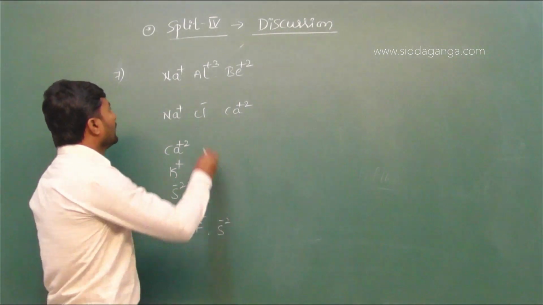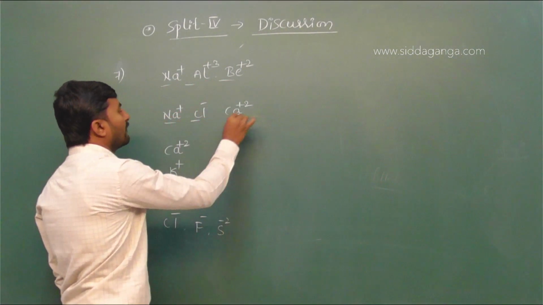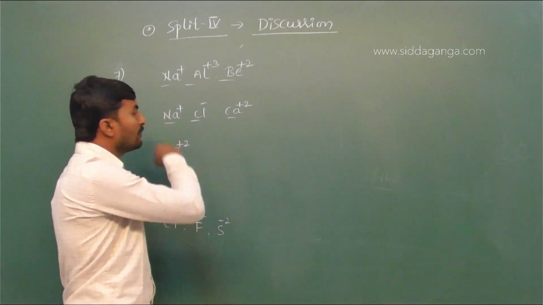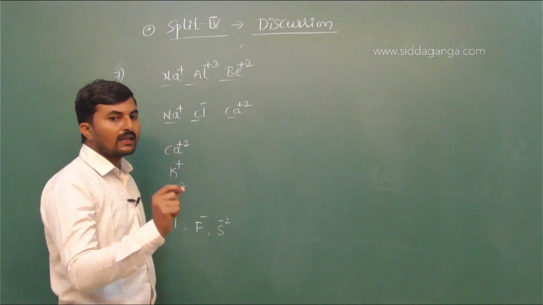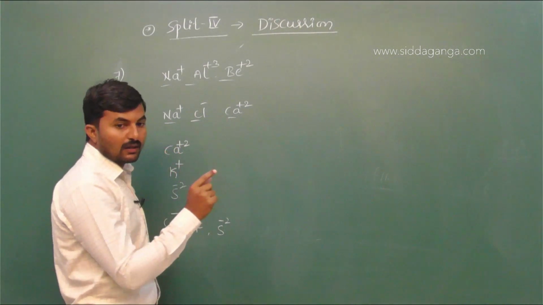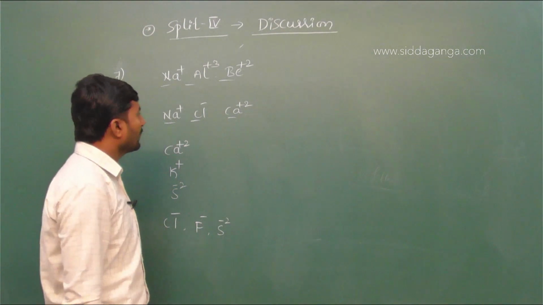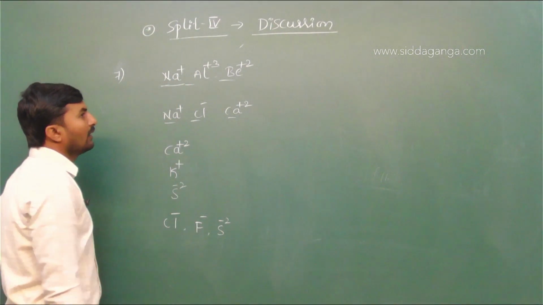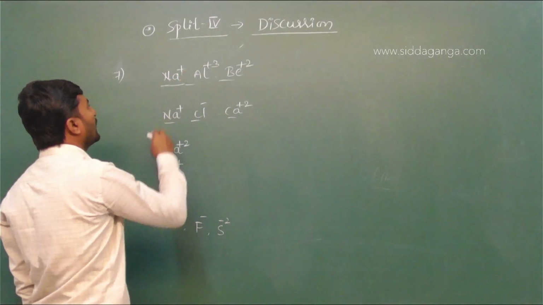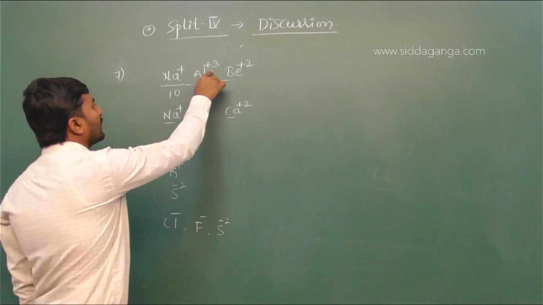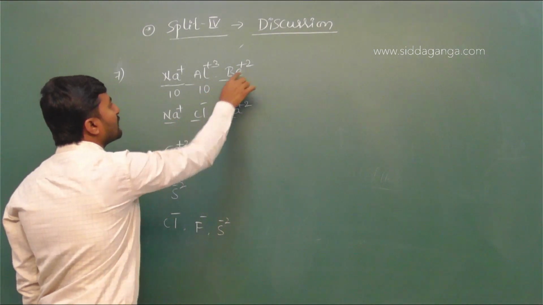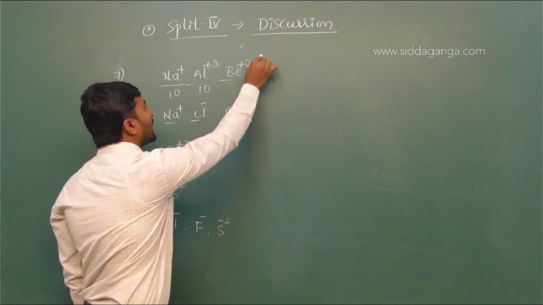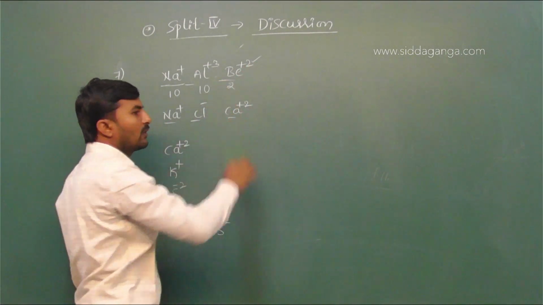Here they have given some of the ions, negative ions and positive ions. We can arrange the different elements with respect to the increasing order of their radii. The next one is Na plus. It has atomic number 11, and with the loss of 1 electron it has 10 electrons. This also has 10 electrons, but beryllium's atomic number is 4, and with the loss of 2 electrons, it has only 2 electrons.